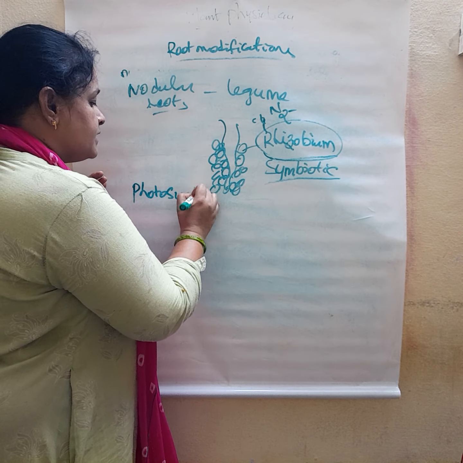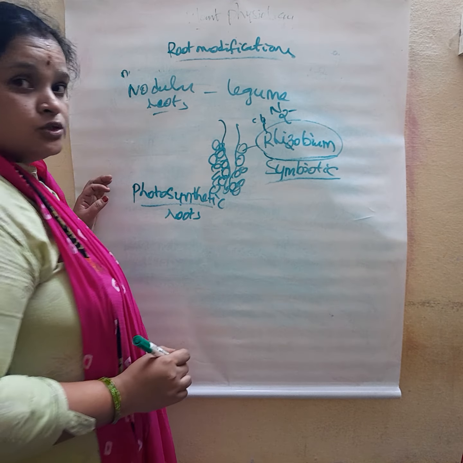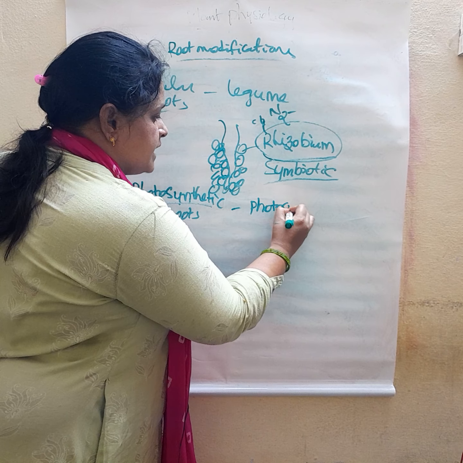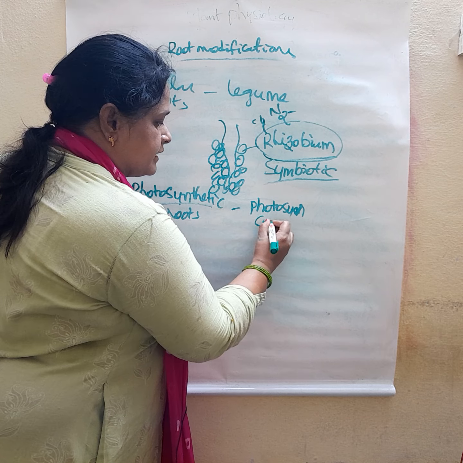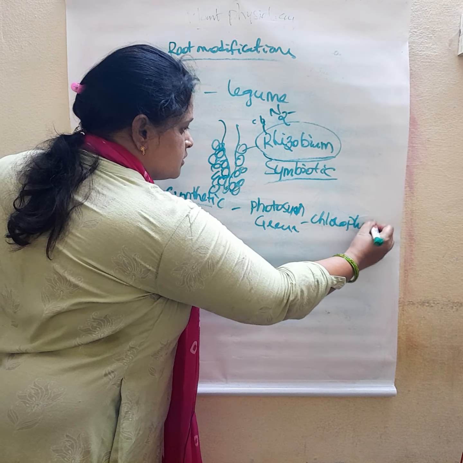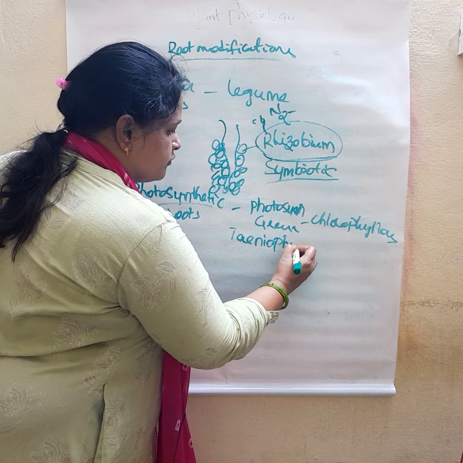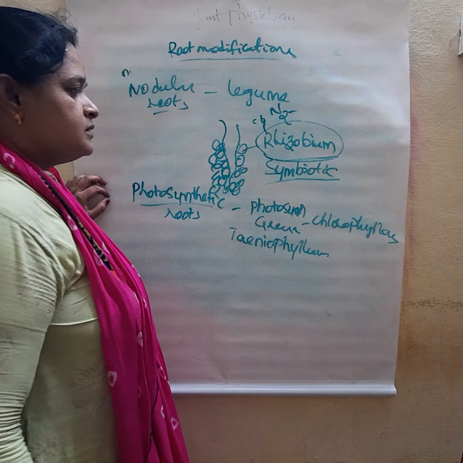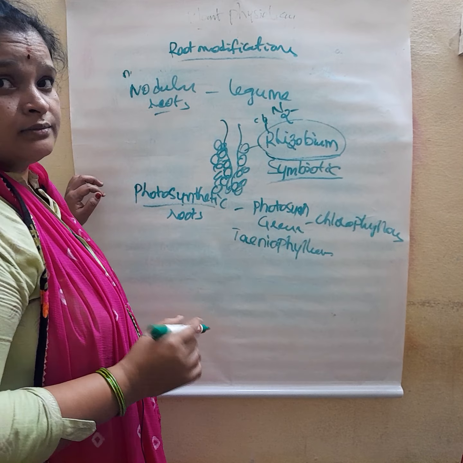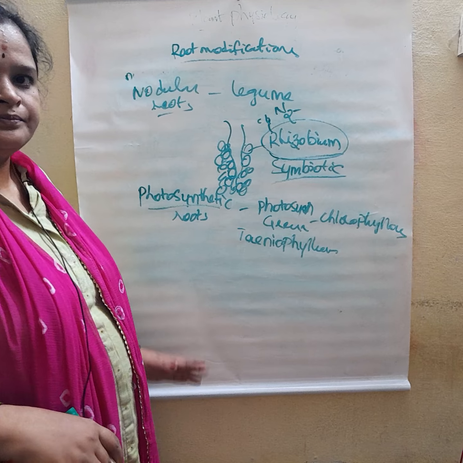Next, coming to the photosynthetic roots. Some plants have specialized roots called photosynthetic roots. They help in photosynthesis. They are green in color, automatically, right? They are called chlorophyllous roots. Example is Taeniophyllum. Chlorophyllous, Taeniophyllum. Like that you can remember.